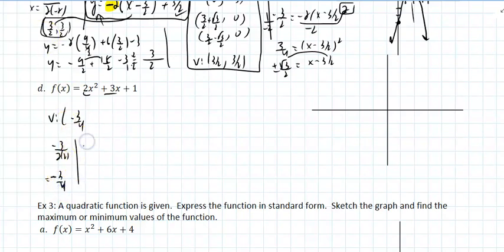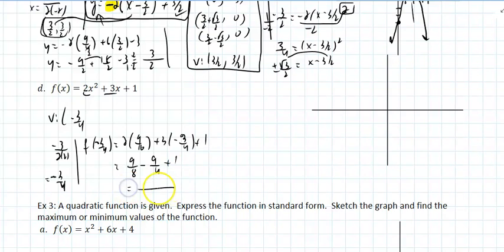Okay, now to figure out y, I'll say f of negative 3/4 is going to be 2 times 9 over 16 plus 3 times negative 3 over 4 plus 1. That's going to be 9 over 8 minus 9 over 4 plus 1 all over 4. 9 minus 2 times 18, 4 times, and that will be, what is that? Negative 9, negative 5/4. Negative 3/4, negative 5/4.